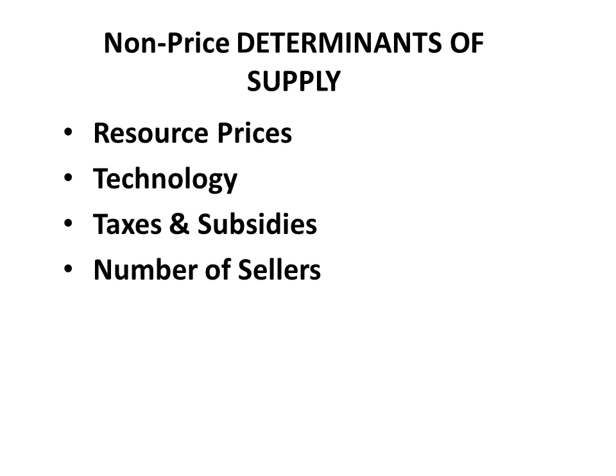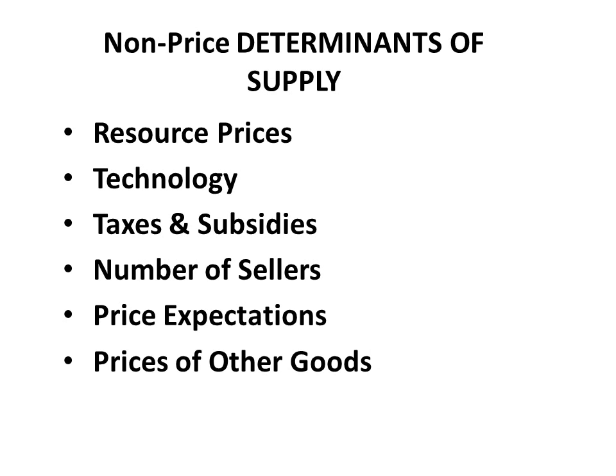The last one is number of sellers. This one's straightforward. More producers enter the market, that's going to increase supply. Sellers get out of the market, that's going to decrease supply. There are two other non-price determinants of supply: price expectations and prices of other goods.